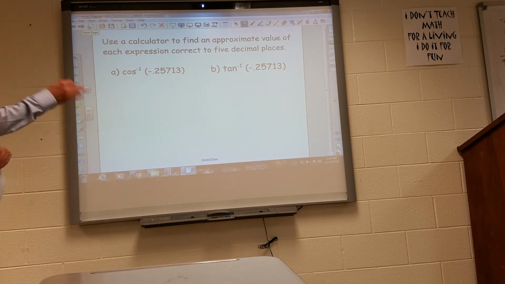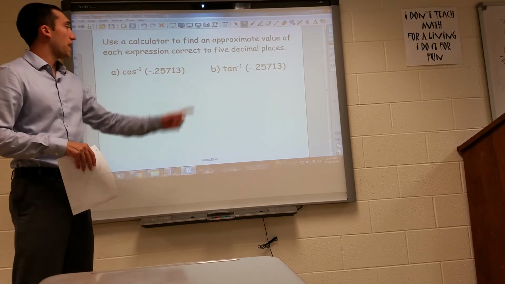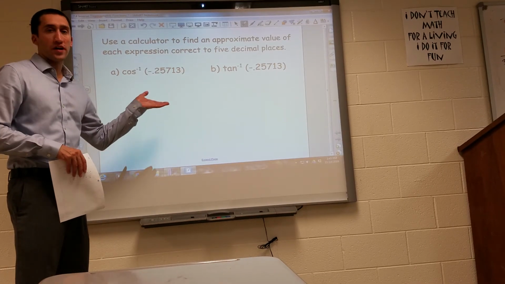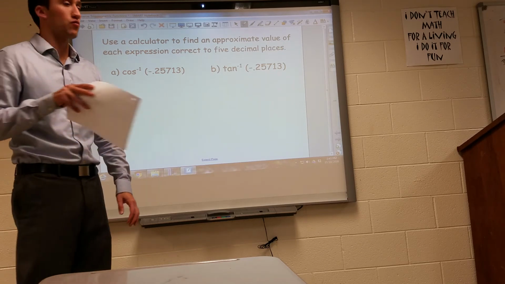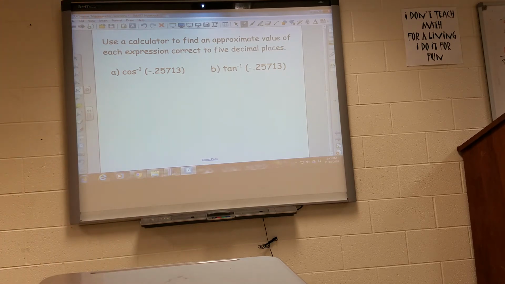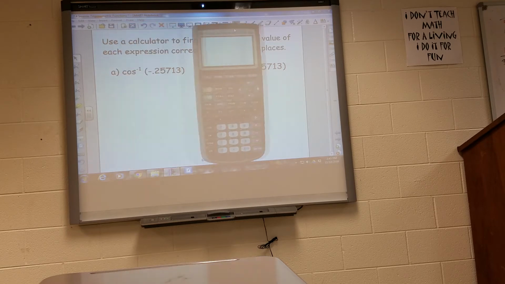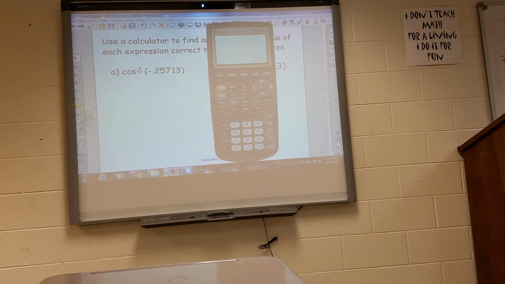Continuing on, I just want us to use a calculator to find these expressions correct to 5 decimal places. So I'll show you on your calculator where you can find the inverse functions. Remember, your calculator needs to be in radian mode. So I'll show you how to do it on our TI-83. Okay, so the first one they have is inverse cosine. So I'm going to make sure my mode is in radian mode. You can switch it between degree and radian, but I want it in radian mode.